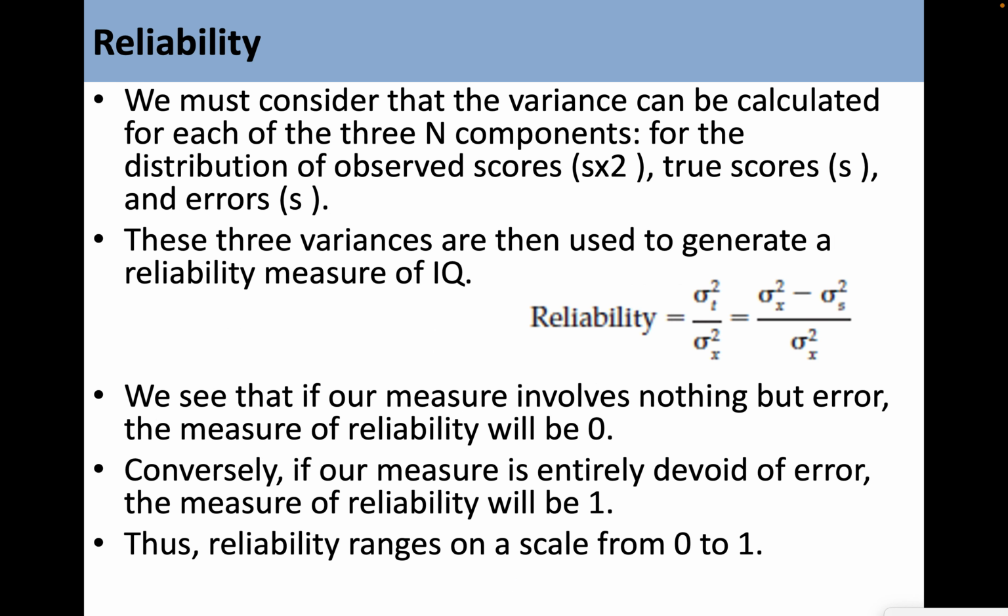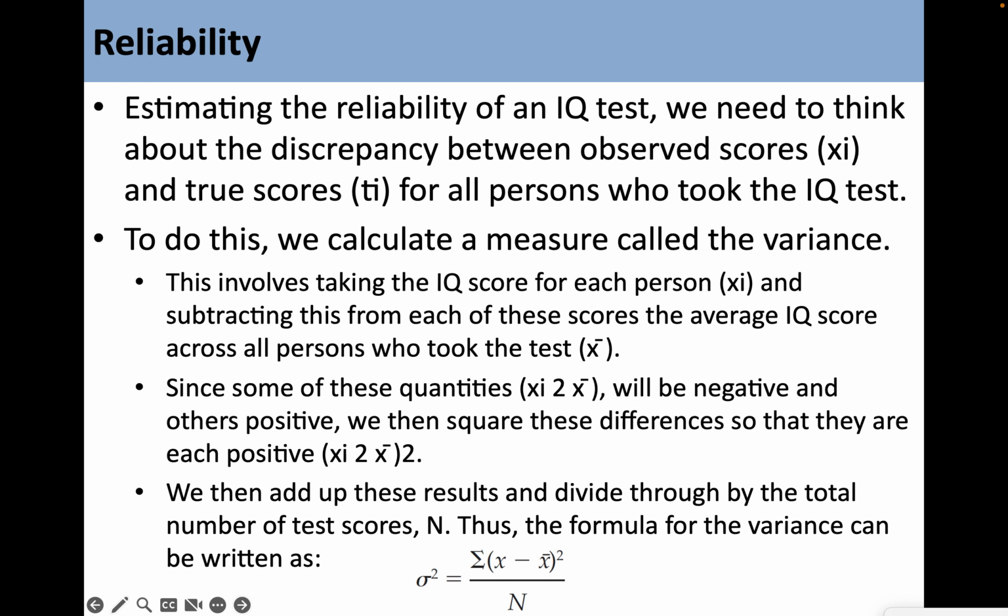We must consider that the variance can be calculated for each of the three components: the distribution of observed scores, true scores, and errors. These three variances are then used to generate a reliability measure of IQ. And that's the reliability formula. Now that may be as obvious as mud, and so is this one.